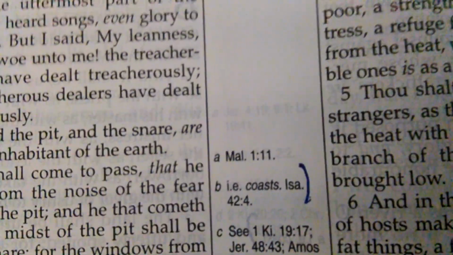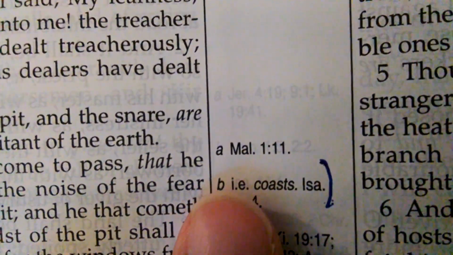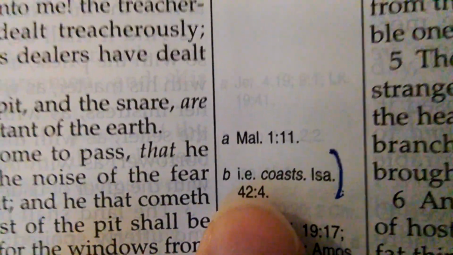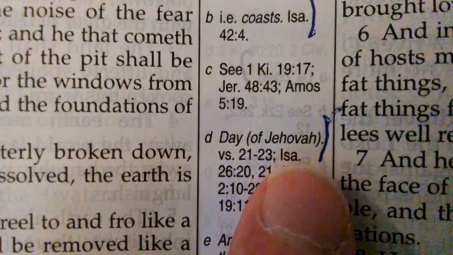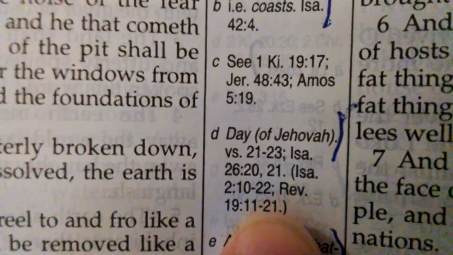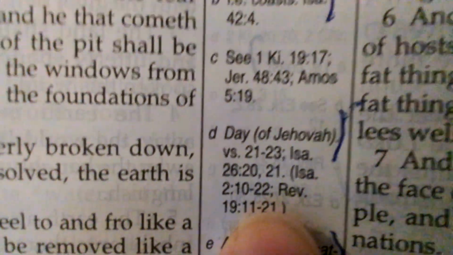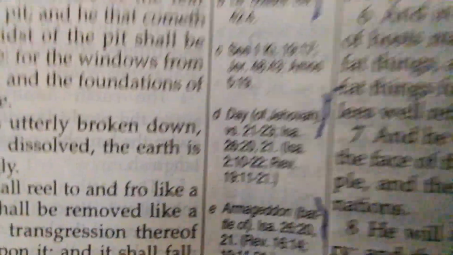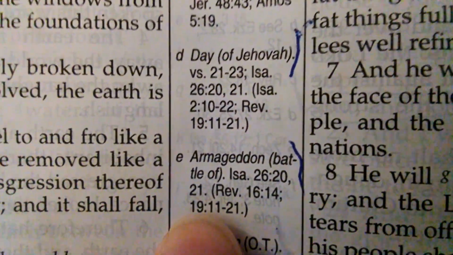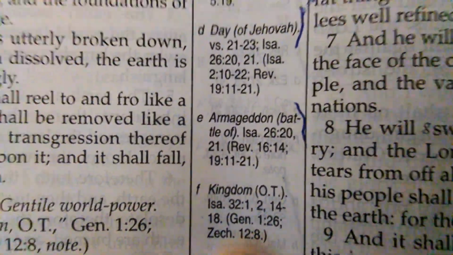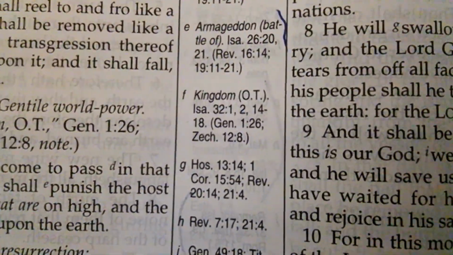For example, some of them will actually give you names of what that place was. For example, Day of Jehovah. Now, there you go. That was Day of Jehovah. Now, there are cross-references for that. Armageddon, Battle of. There are the places you can find it. So those are also cross-references that you can find throughout this.